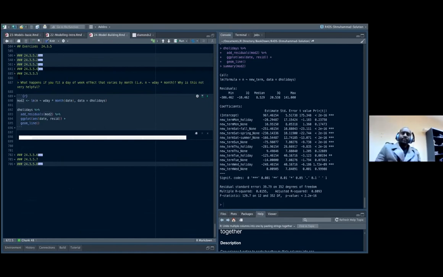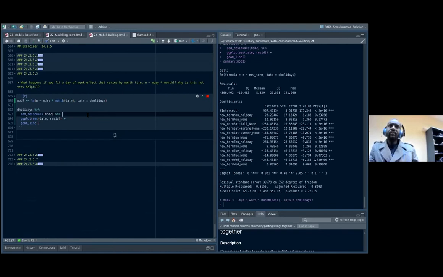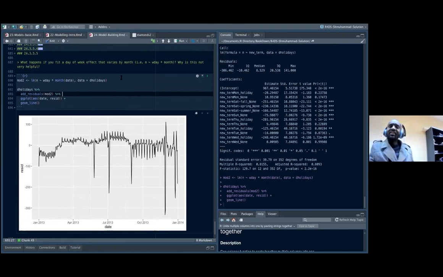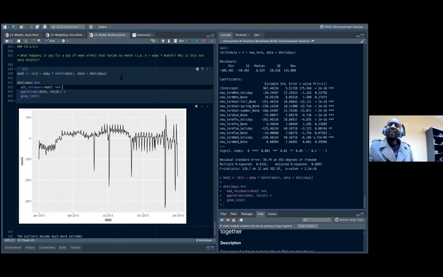So the next question: what happens if you fit a day of week effect that varies by month? That is something like this. Why is this not very helpful? So this is just fitting. Oh, it seems it even adds outliers. Can you see this one? So why is this not helpful? I don't know the answer.